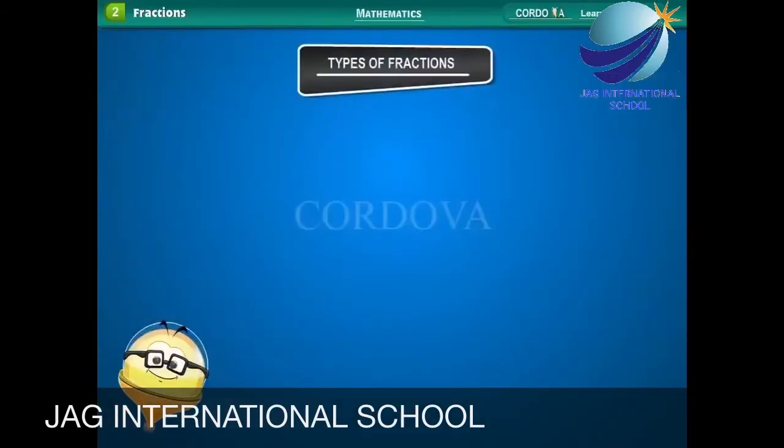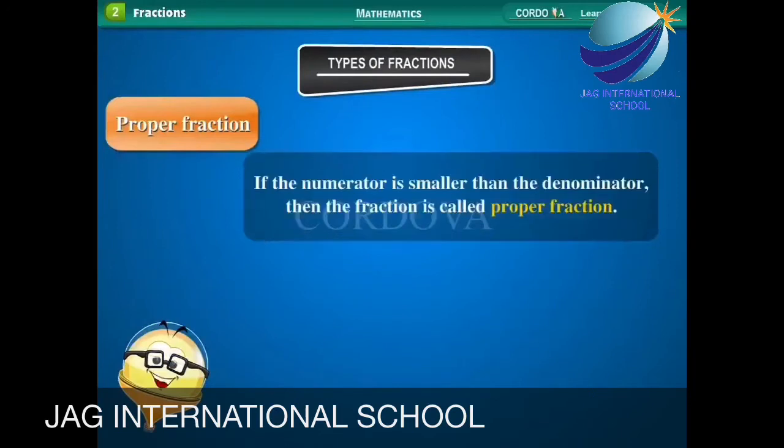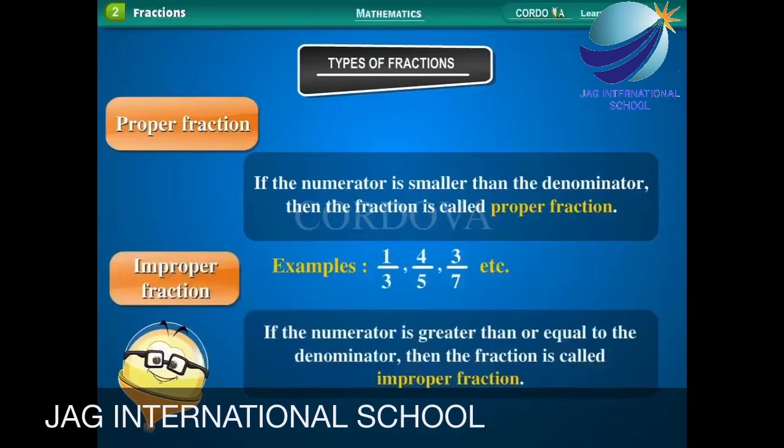Types of fractions. Proper fraction: if the numerator is smaller than the denominator, then the fraction is called a proper fraction. Examples: 1 upon 3, 4 upon 5, 3 upon 7, etc. Improper fraction: if the numerator is greater than or equal to the denominator, then the fraction is called an improper fraction. Examples: 5 upon 3, 7 upon 2, 6 upon 5, etc.